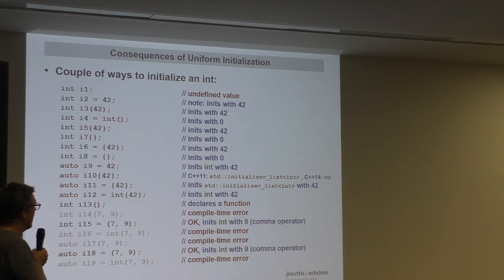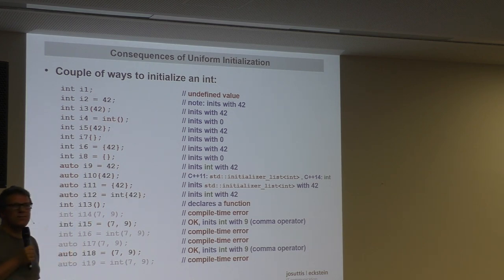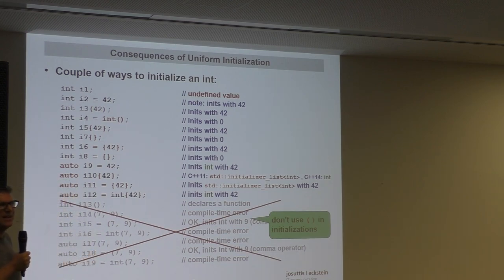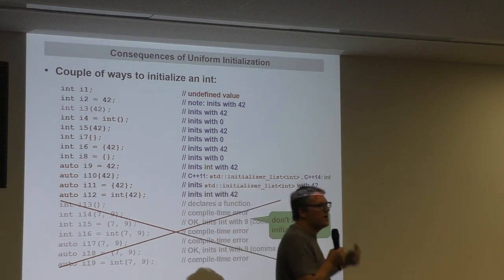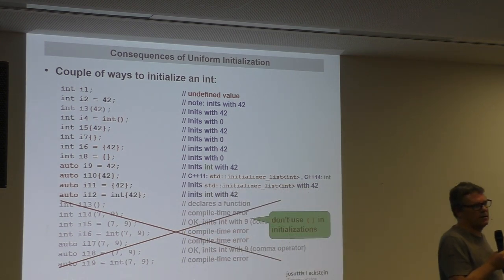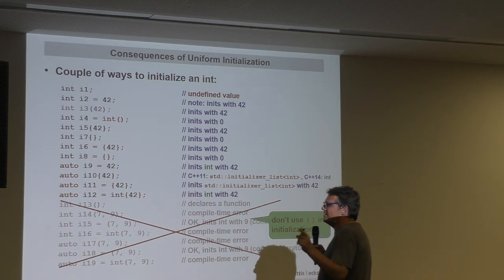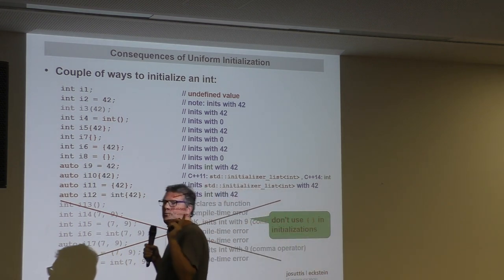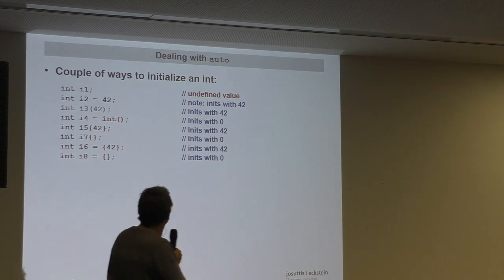But the problem is, whenever this compiles, this is a comma operator, so it initializes the int with the second value of this comma separated list. So do we like that? No. Don't use parentheses to initialize an int. That's the first thing we learn. Good. 19 ways to initialize an int. 6 of them are bad. Good. So we only have 12 left. Let's talk about these 12 cases.